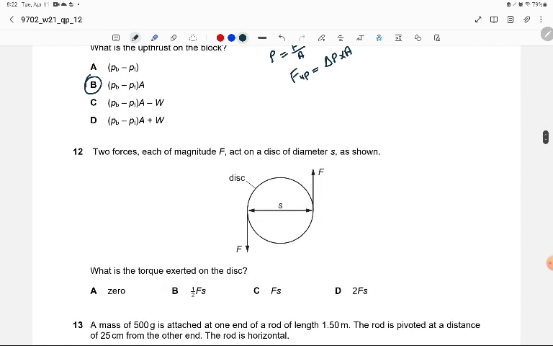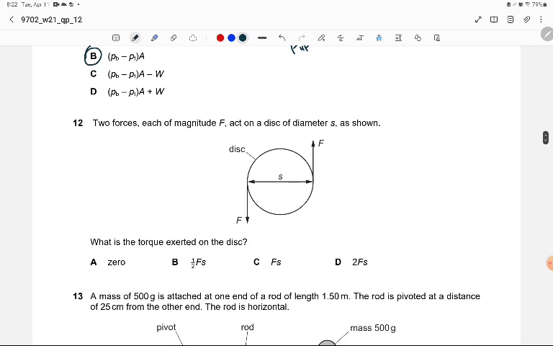Two forces each of a magnitude F act on a disc of diameter S as shown. What is the torque exerted on the disc? Okay, the torque should be, it's just a couple, for God's sake. It's a torque of a couple. So F multiplied by S should directly be the answer, because this is actually the torque of a couple.